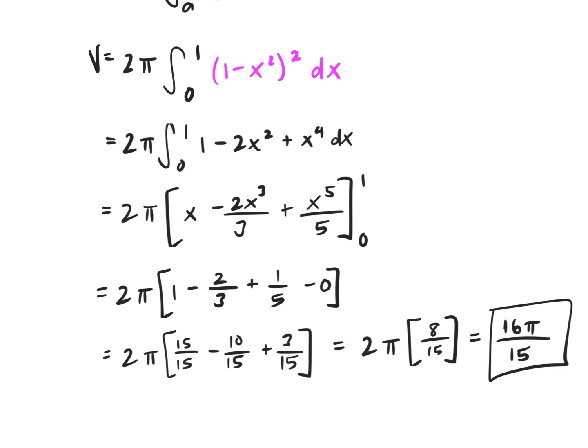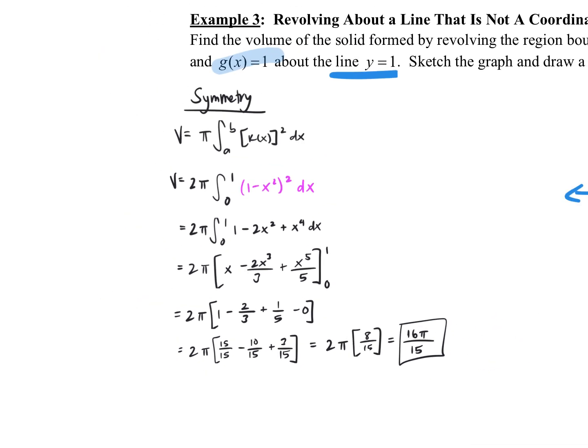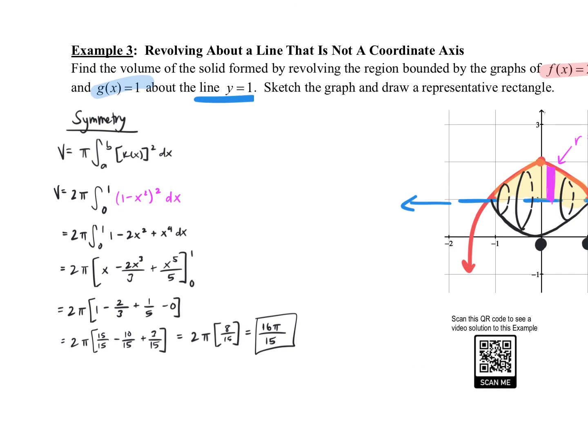Okay, so that is my volume that is created when I take this shape that's bounded by the red and the blue curve and I rotate it about the line y equals 1. So all you're doing today is rotating about either a line like y equals 1 or x equals something, and it's either going to be with respect to x or with respect to y, depending on which one the question is asking of you. Does that kind of make sense?